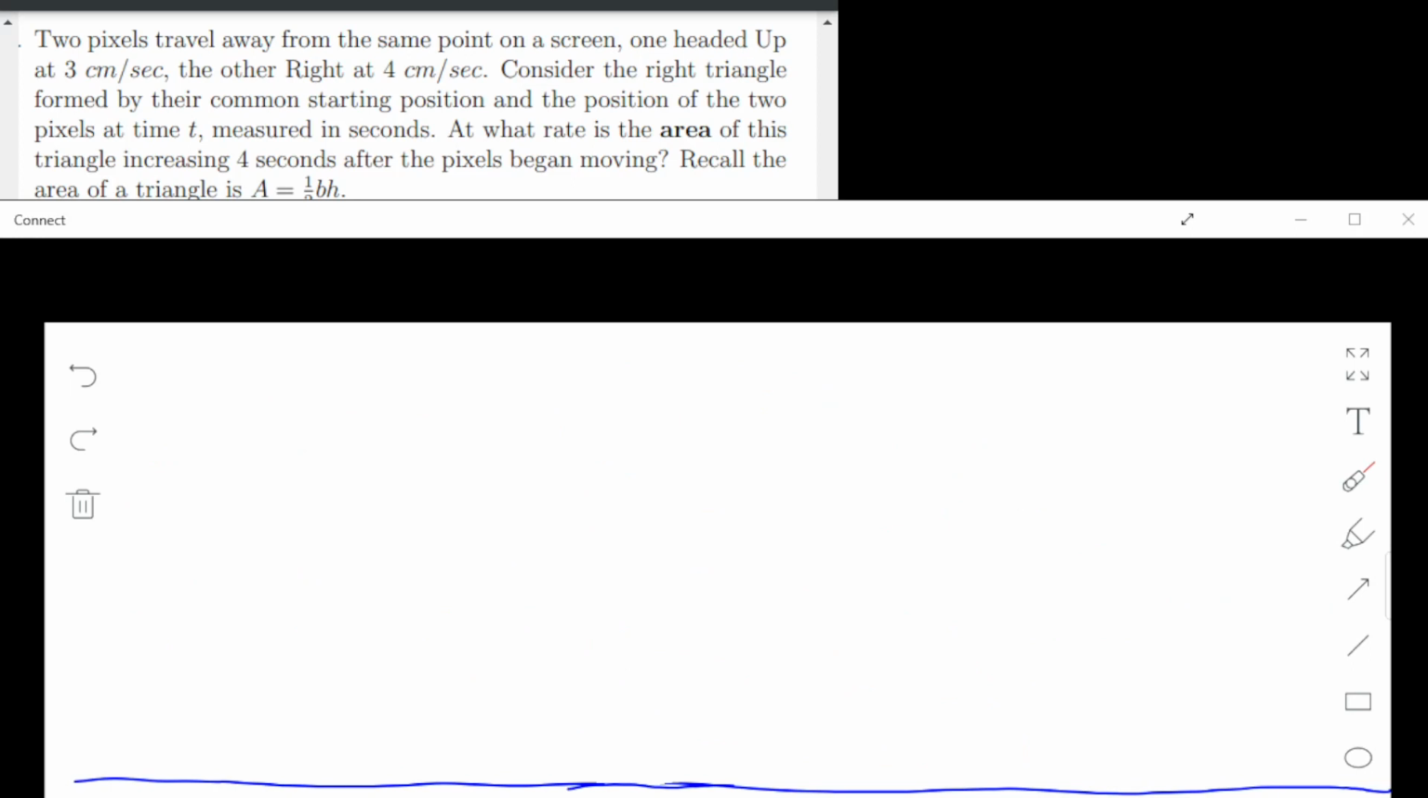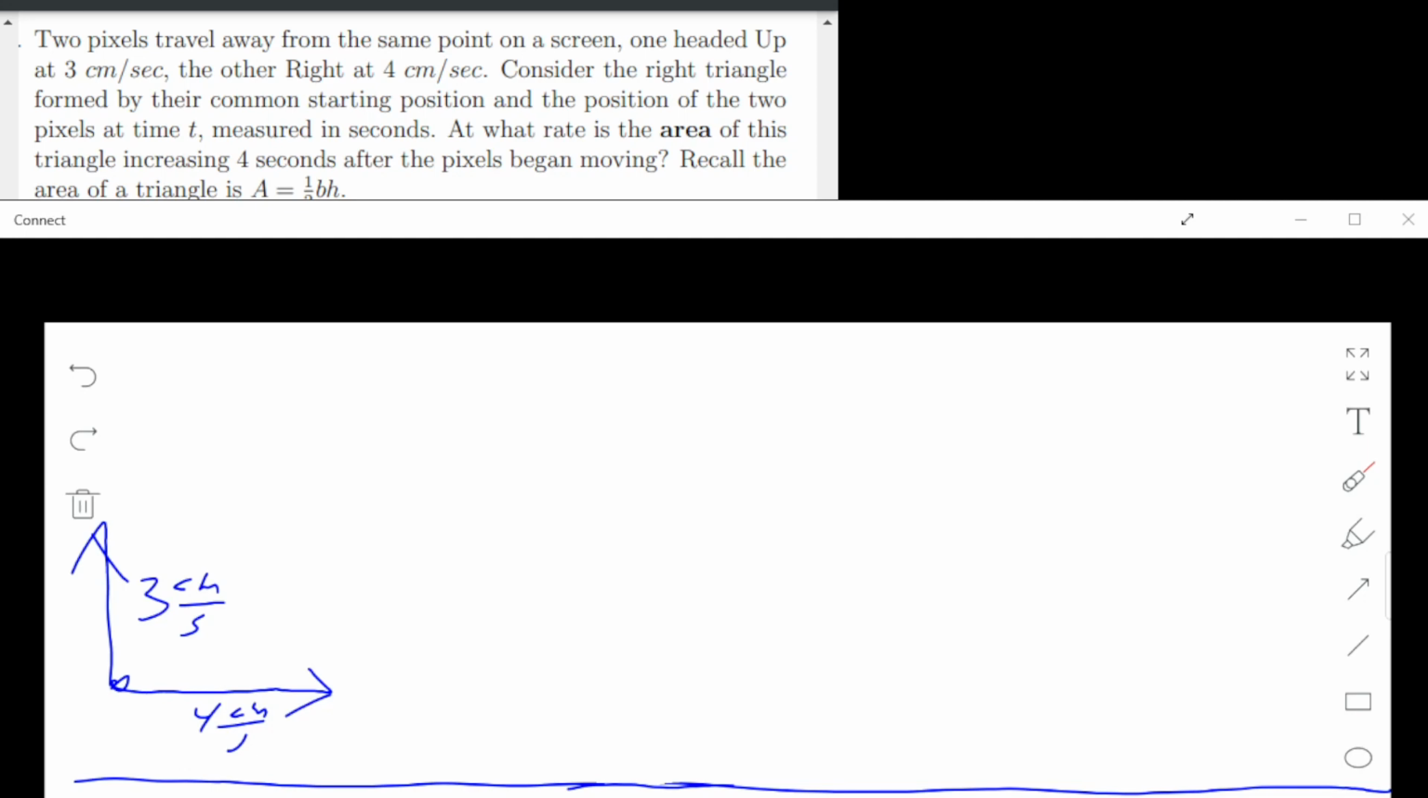All right, 2 pixels travel away from the same point on a screen. So they're starting, say, one's heading up at 3 centimeters per second. And the other one is headed right at 4 centimeters per second. Consider the right triangle formed by their common starting position and the position of the 2 pixels at time t measured in seconds.